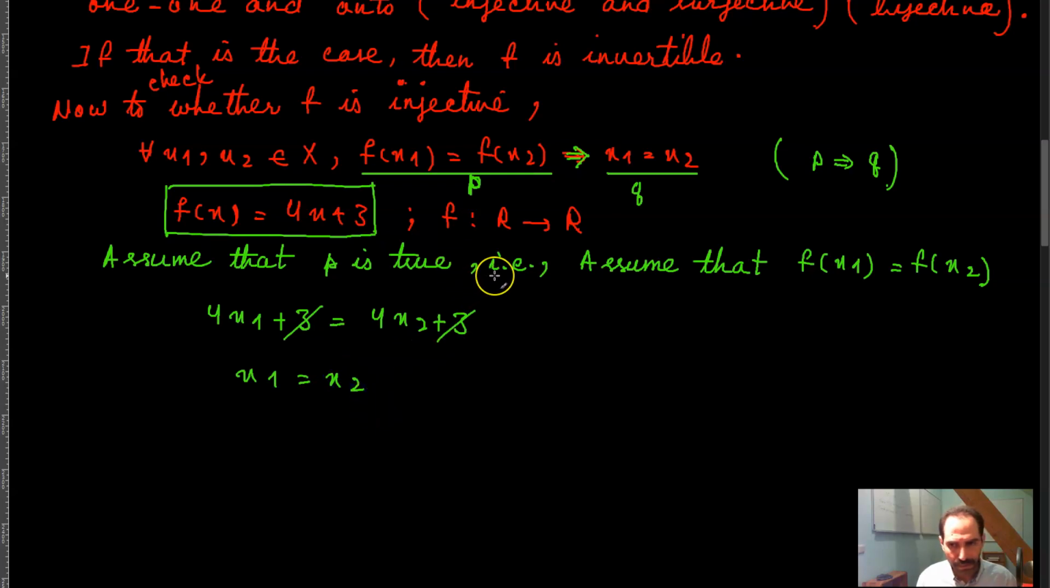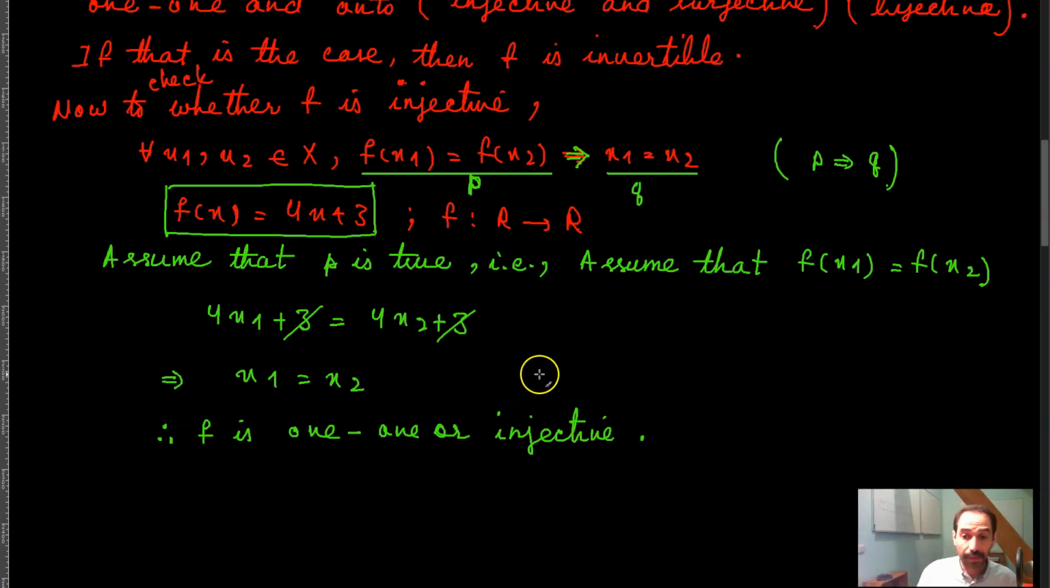So what I have done is assume that f of x1 is equal to f of x2, and that implies, in this particular case, that x1 is equal to x2. Therefore, f is one-one, or injective.